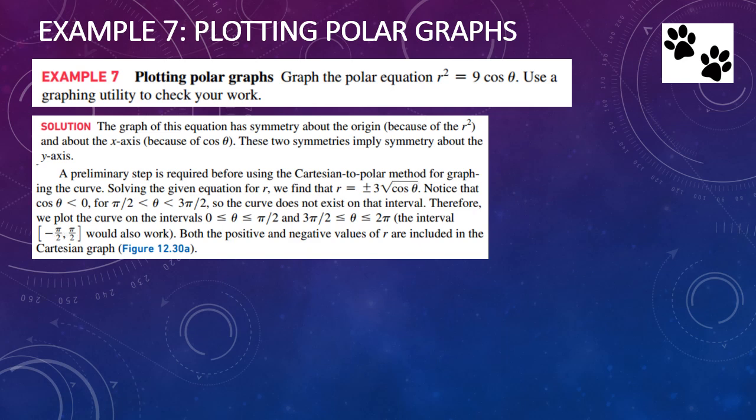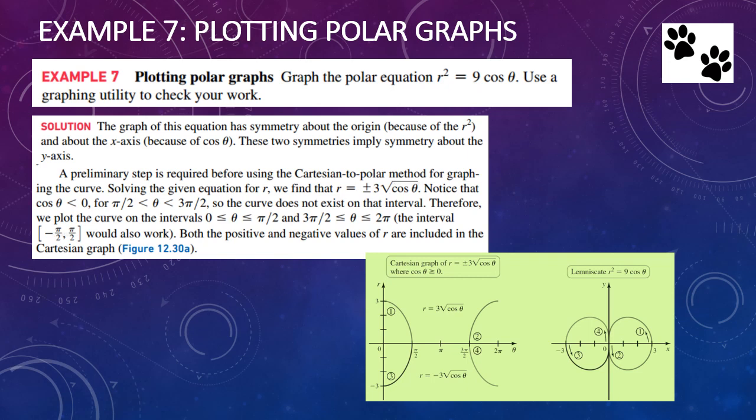Thus, the interval negative pi over 2 to pi over 2 would work so that we have a consistent figure all the way around. Both the positive and negative values of r are included in the Cartesian graph. We can see here that from pi over 2 to 3 pi over 2, where cosine, or the x values, are negative in this model, we have no values. It is 0 at pi over 2 and also at 3 pi over 2, and we can draw this graph with r values between negative 3 and 3. We then have the graph here to the right.